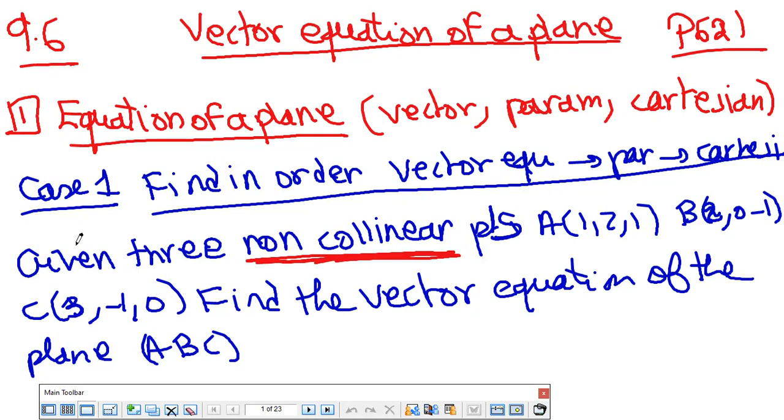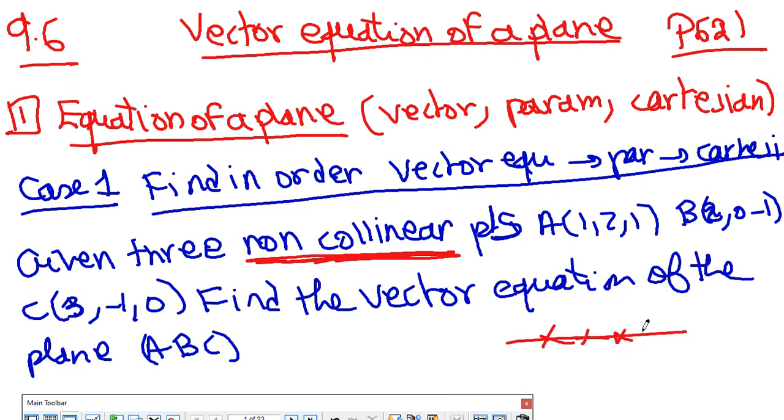Case one, I will start by finding the vector equation of the plane, and then from it I will get the parametric and then the Cartesian. So given three non-collinear points. Again, I underlined here the non-collinear because if the points are on the same line, it doesn't form a plane. So the 3 points should be non-collinear, so they can form a triangle, and this triangle will be the plane. So that's why the 3 points should be non-collinear.